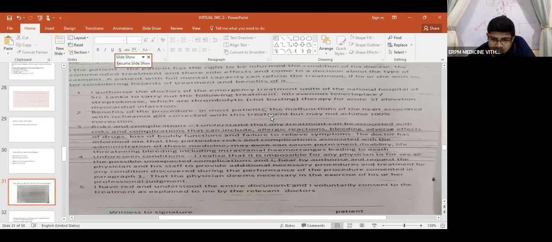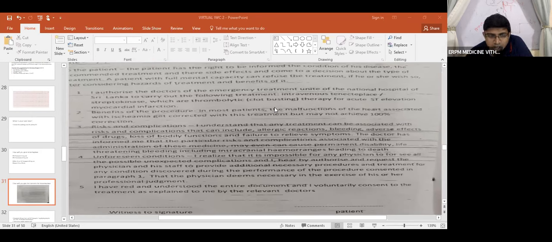Benefits of the procedure: in most patients, malfunction of the heart gets corrected, but may not achieve 100% correction. So you tell the patient, your clot might be dissolved, but may not be 100%. Risk and complication: I understand any treatment can be associated with a complication that includes allergic reaction, bleeding, adverse effect of the drugs, loss of body function, and failure to relieve the symptoms.